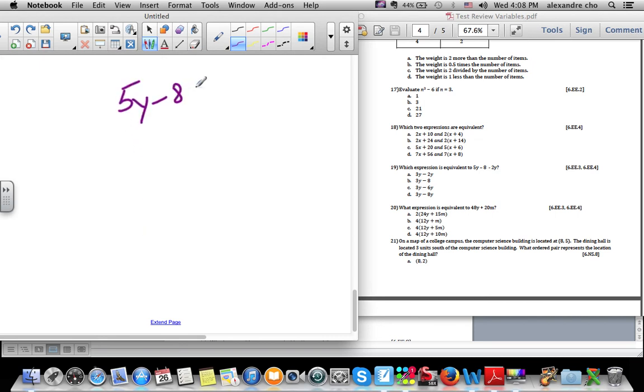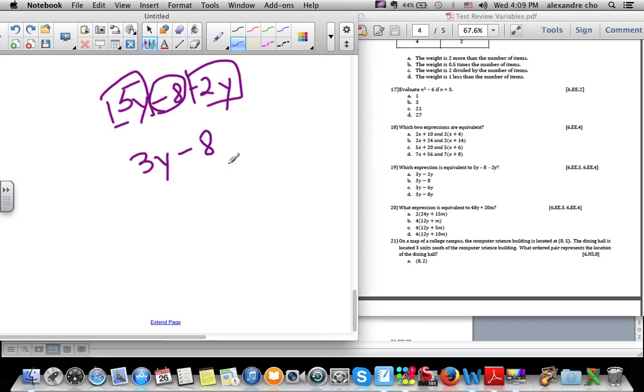19. 5y minus 8 minus 2y. This is combining like terms. Very simple problem, actually. 5y and 8, you can't subtract, but 5y minus 2y, that can happen. So you can subtract this guy with this guy. And you get 5y minus 2y is 3y. Don't forget to include that as part of your answer. Although the 8 didn't do anything, it's still part of your answer. Can't throw it away. And the only one that looks like that is letter B.